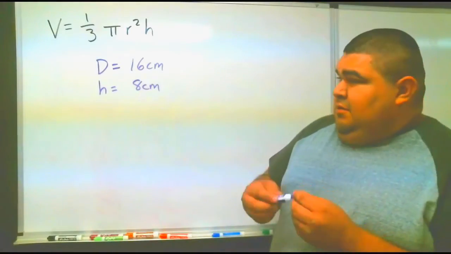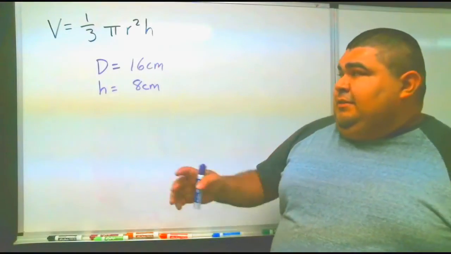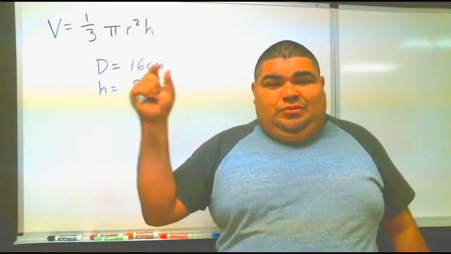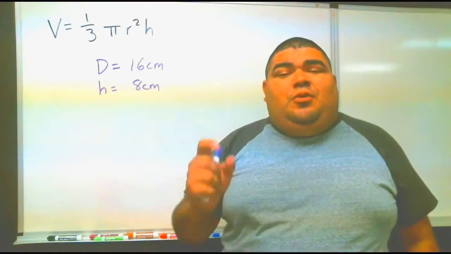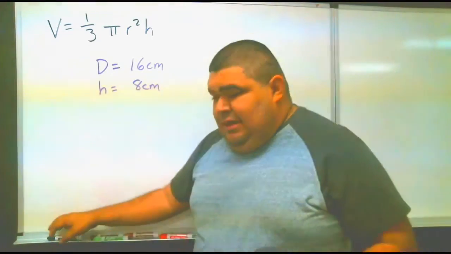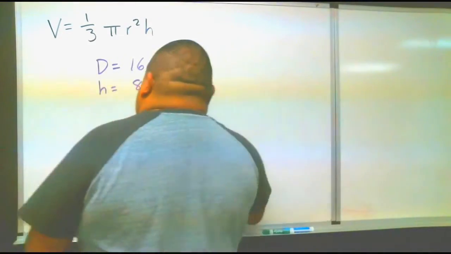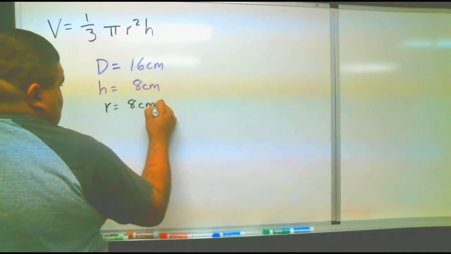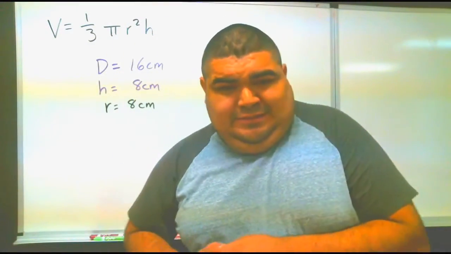Notice that we do not have a radius, but we do have a diameter. The diameter is from one edge to the other. The radius is from the center to one edge. So all we have to do to this diameter is cut it in half. 16 divided by 2 is 8, so our radius equals 8 centimeters.